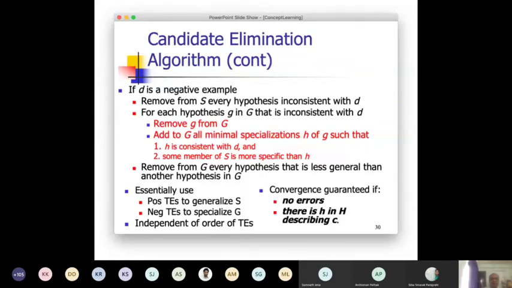And that would always retain the status. I mean, whatever training examples you have visited so far, it will reflect a version space consistent with respect to that set of training examples only. So that is one of the properties of this algorithm. The convergence is guaranteed. That means if there are no errors, which is the assumption, and if there is an H in the hypothesis space describing C, that means if there is a target concept. Actually, the problem is that if there is no target concept, then you will get an empty set in that case.